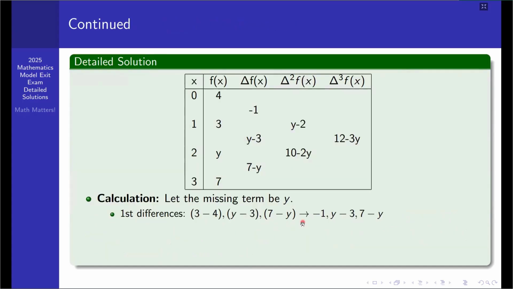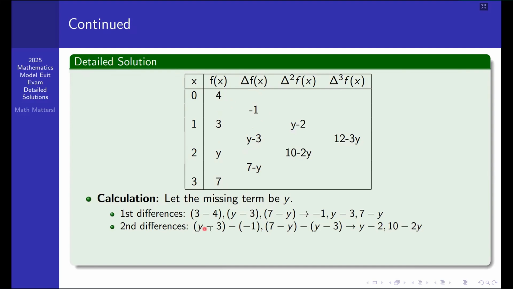Therefore, in order to find them using a forward difference table, we have the values of x here: 0, 1, and the functional values of the function here. Let's assume that the missing term is simply y. Then the first differences are 3 minus 4, which is minus 1, y minus 3, since it is unknown, and 7 minus y. These are minus 1, y minus 3, and 7 minus y, the first differences.